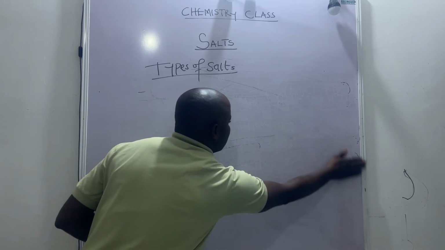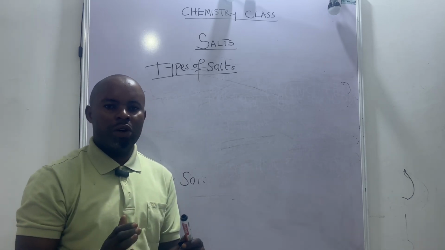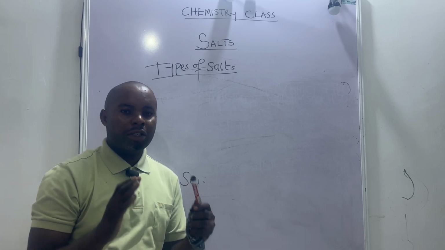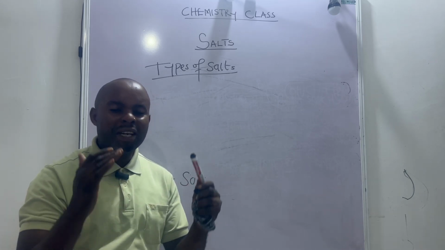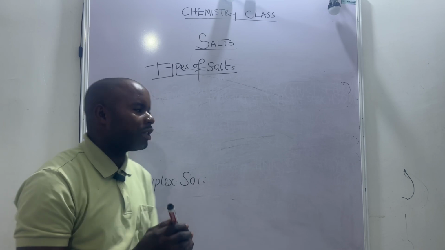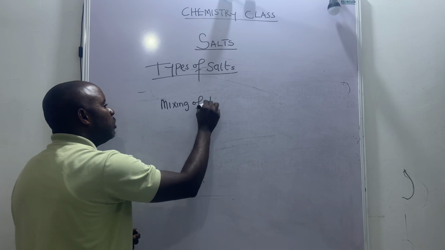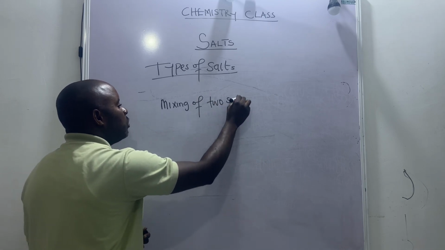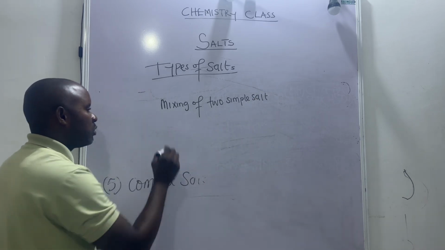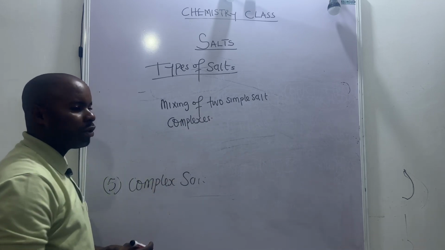We'll talk about what complex salts are. A complex salt is the mixing together of 2 simple salts to form bigger ions. These big ions are known as complexes. So when we mix 2 simple salts to form bigger ions, what are they known as? Complexes. It's known as complexes.